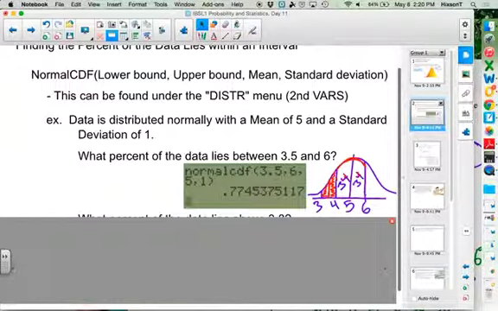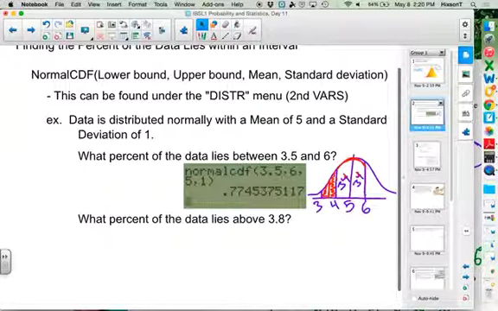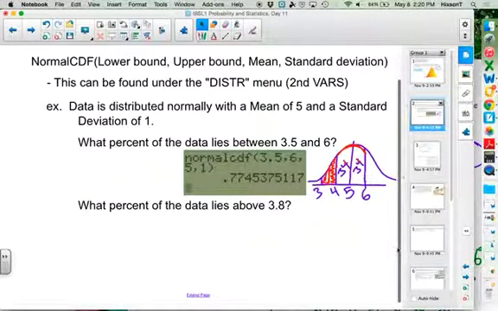Now, one other thing that we have to deal with is, what if we're only given one boundary? What if we're only given one side? There's two ways you could handle this. How could we find what percent of the data lies above 3.8? You can go up to the third standard deviation, and that'd be your upper bound. Well, but I don't want just the stuff from 3.8 up to the third standard deviation. I want 3.8 up to infinity.